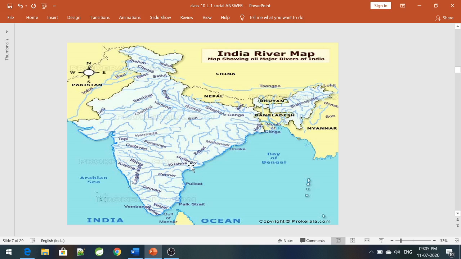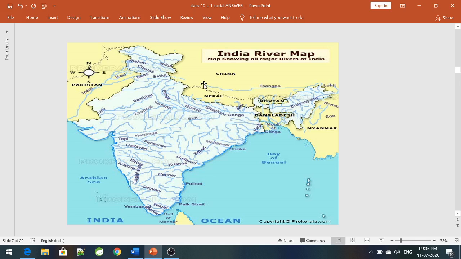And from here Krishna, Godavari and Kaveri. These are the three most important. Pennar also, rivers of South India. And here from here Narmada, Godavari, Tapti, Krishna, these are very important rivers. All these rivers. And Brahmaputra.